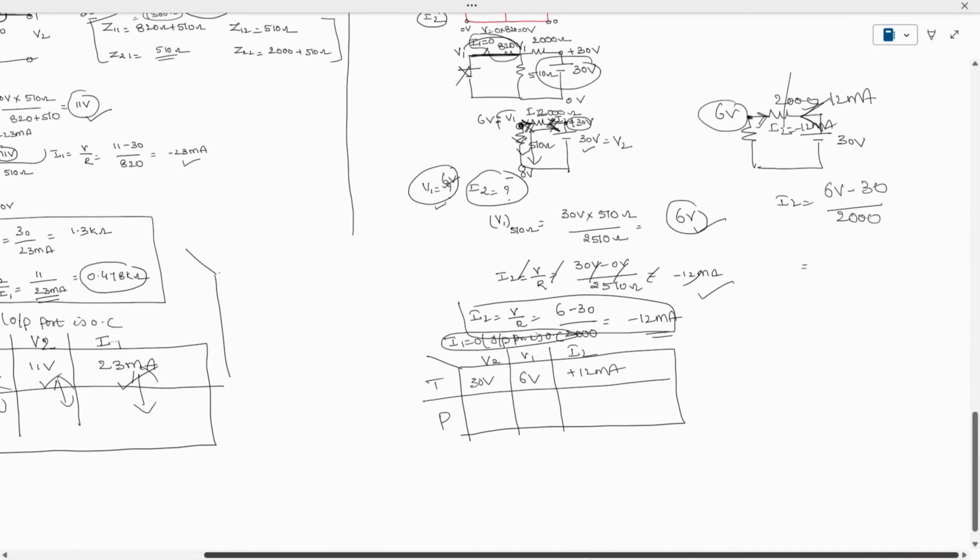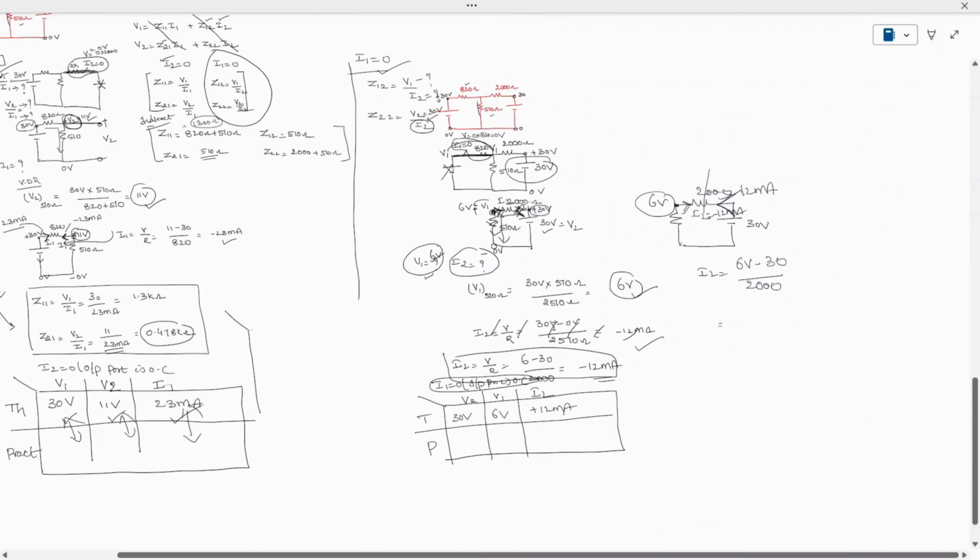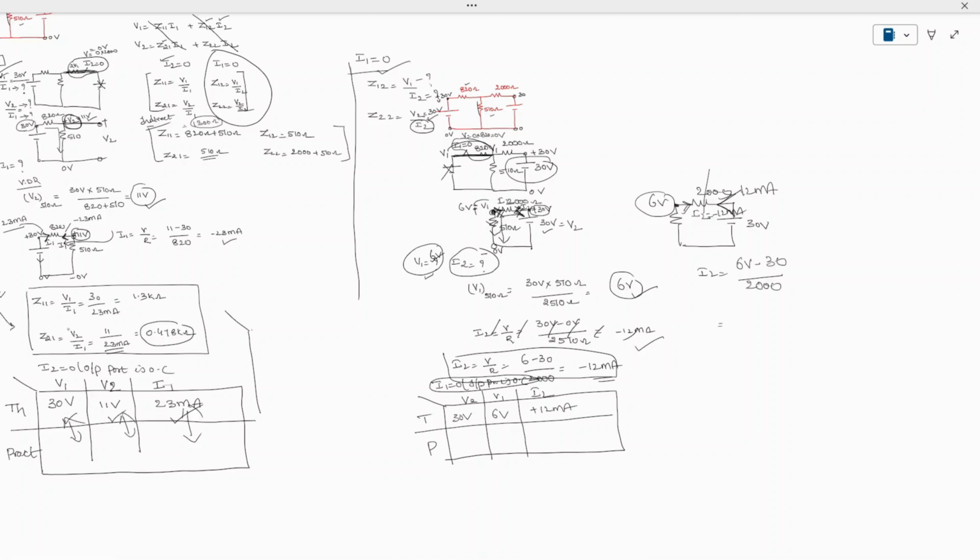So like this you are going to get the tabular columns for all the values. Then you can substitute all this in these parameters, and you can find out Z11, Z12, Z21 as well as Z22. When you substitute all this in these parameters, you will get a value. So Z12 is equal to V1 by I2, and Z22 is V2 by I2.